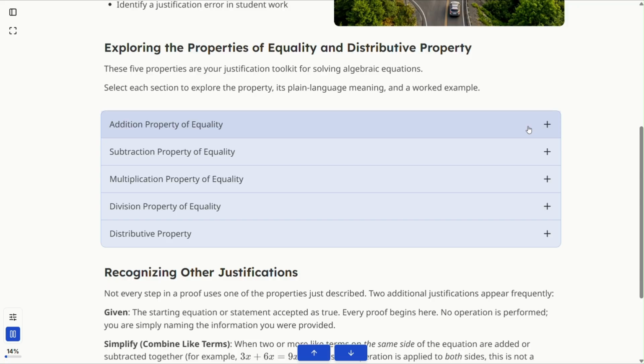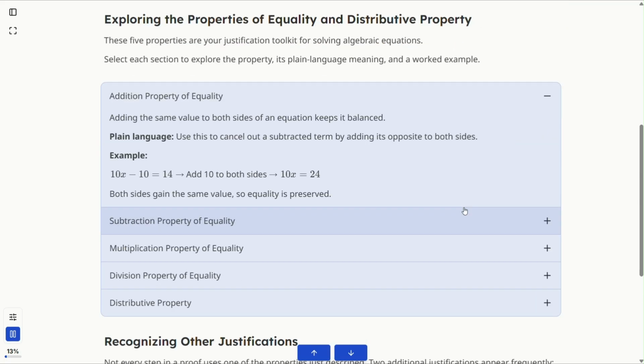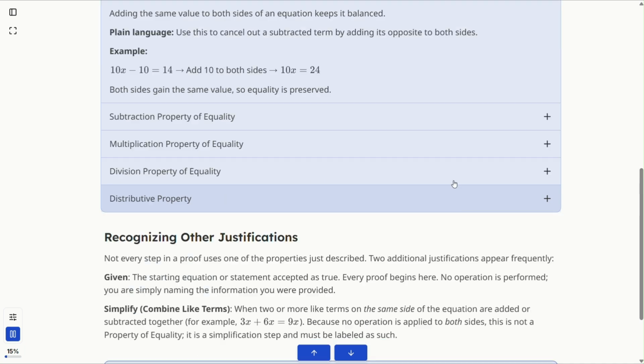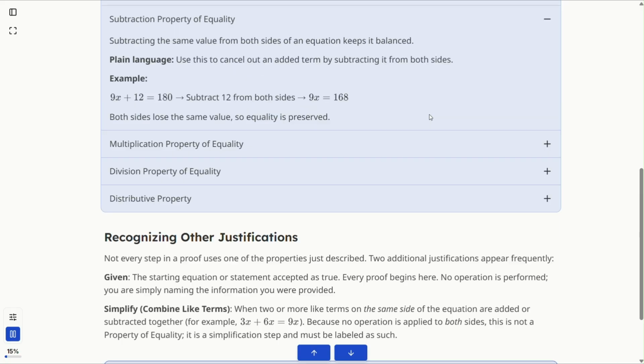Addition property of equality. Adding the same value to both sides of an equation keeps it balanced. Plain language: use this to cancel out a subtracted term by adding its opposite to both sides. Example: add 10 to both sides. Both sides gain the same value, so equality is preserved. Subtraction property of equality. Subtracting the same value from both sides of an equation keeps it balanced. Plain language: use this to cancel out an added term by subtracting it from both sides. Example: subtract 12 from both sides. Both sides lose the same value, so equality is preserved.